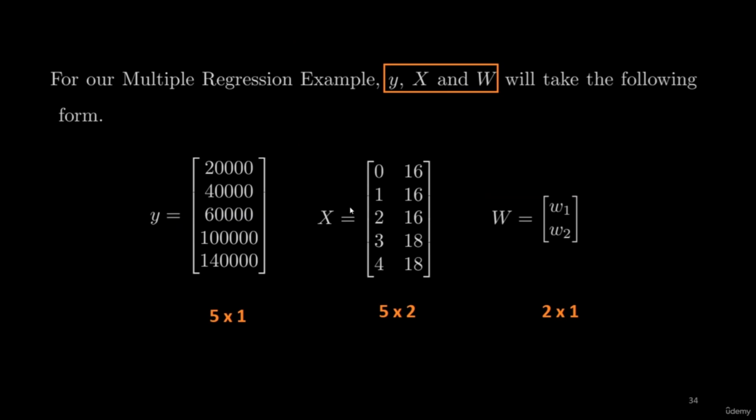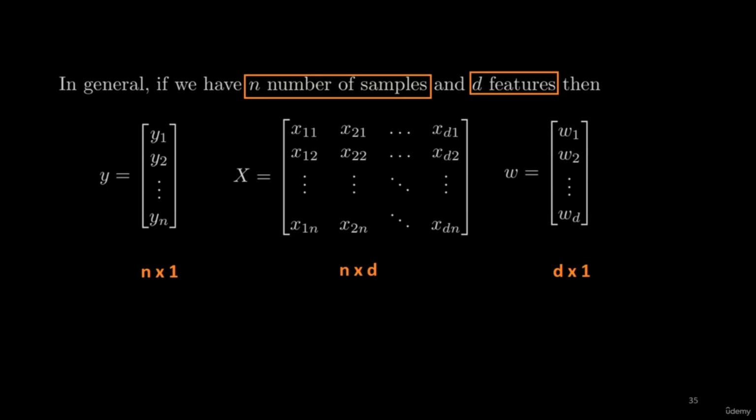Now this is Y, X, and W, three matrices for a small data set having only 5 samples. Let's transform this into a general equation. Suppose we have n number of samples, rather than 5, and we have d features. So in that case, this is the size or the dimension of y, x, and w. Now y will be n by 1. Previously, it was 5 by 1 because we had 5 samples. Now we have n samples, so the size of y is n by 1.